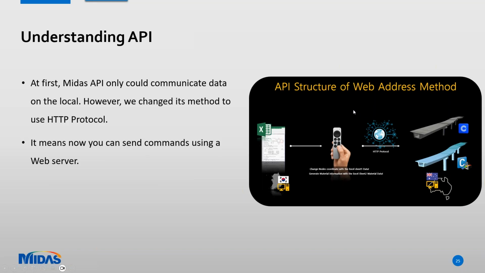At first the MIDAS API could only communicate data locally, but however we have changed this method to the HTTP protocol. It means now you can send the commands using a web server as well. Wherever you are working with other tools or in Excel, we are linking with the MIDAS server. That particular protocol will work in two ways: one is the MIDAS API key, and second is the base URL, which will connect to the server. Through that you can link your MIDAS Civil Linux software with other programs as well as Excel.